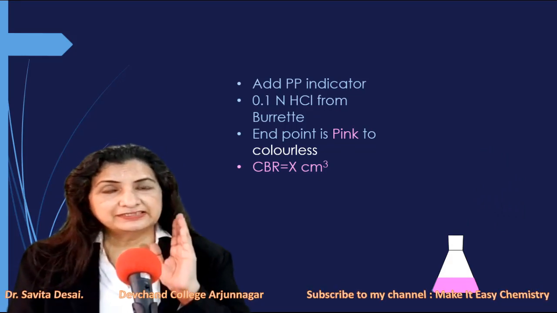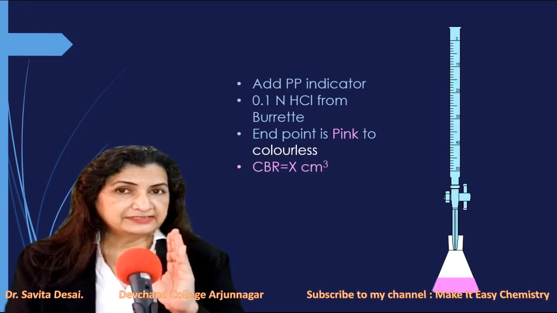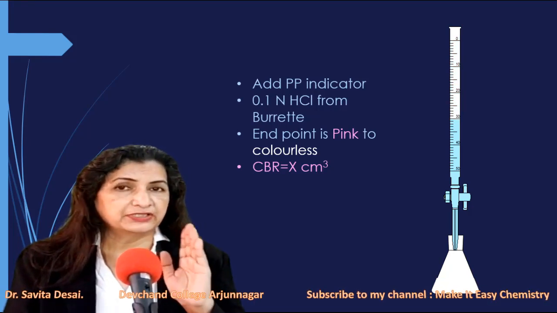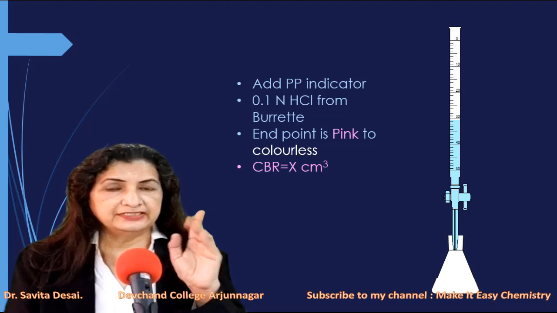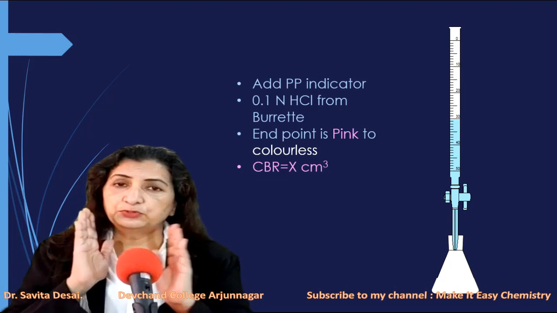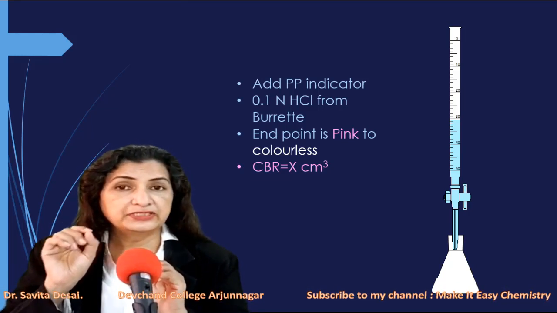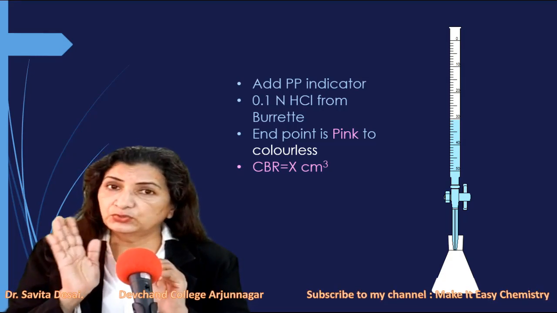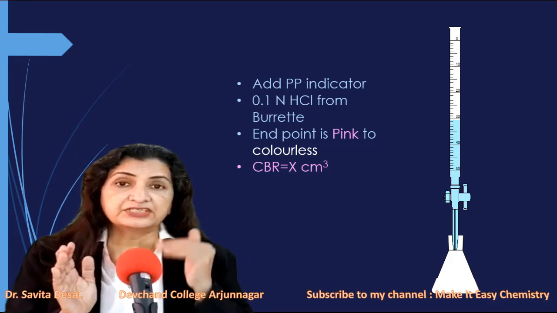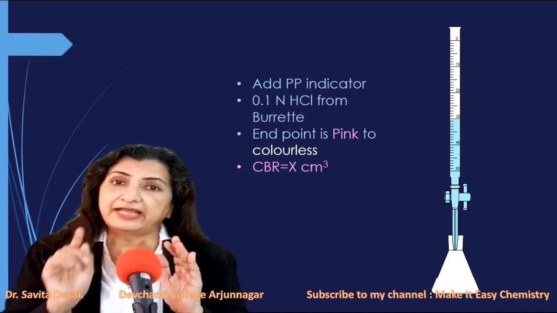Then, very similar to the back titration, we add 0.1 normal HCl from the burette till the end point is reached, that is pink to colorless. The constant burette reading is named as X cm cube. So this experiment is divided into two parts. One is blank titration, in which only the solution of dilute KOH is taken and there is no involvement of the oil solution, of which estimation is being carried out. That's why it is called blank titration.